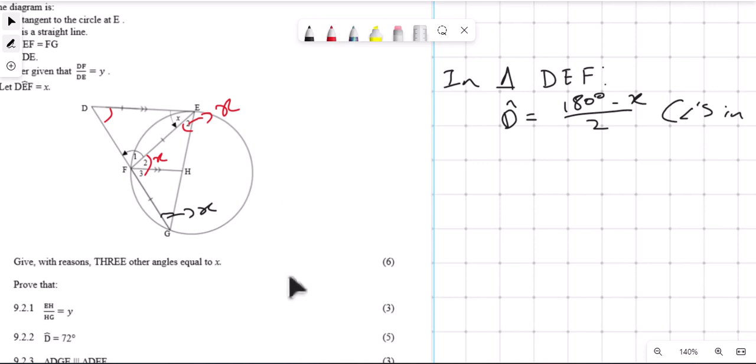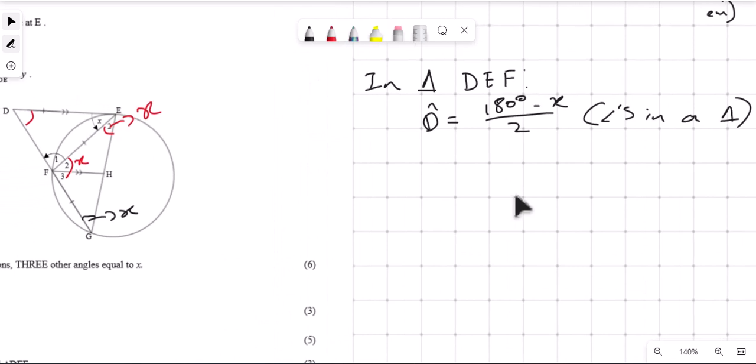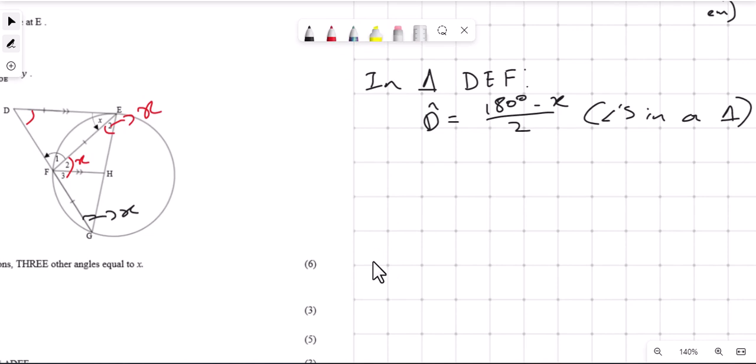What do you think? Angle D is equal to 90 minus X over 2. What will be the next step? We are stuck here. Maybe we can say angle D is equal to 90 minus X over 2, or X over 2, but it's still the same thing.